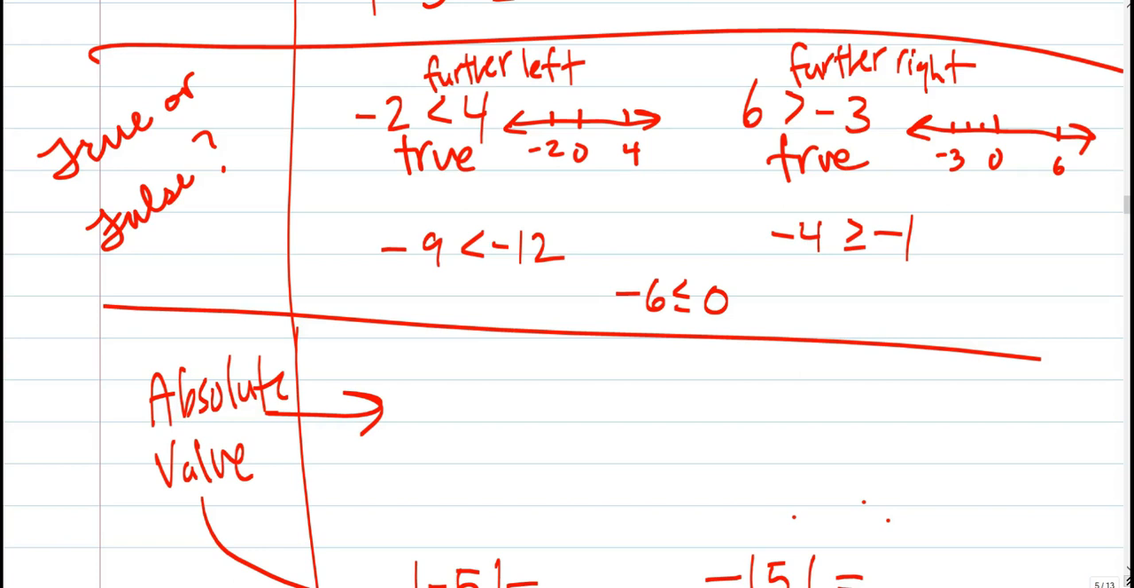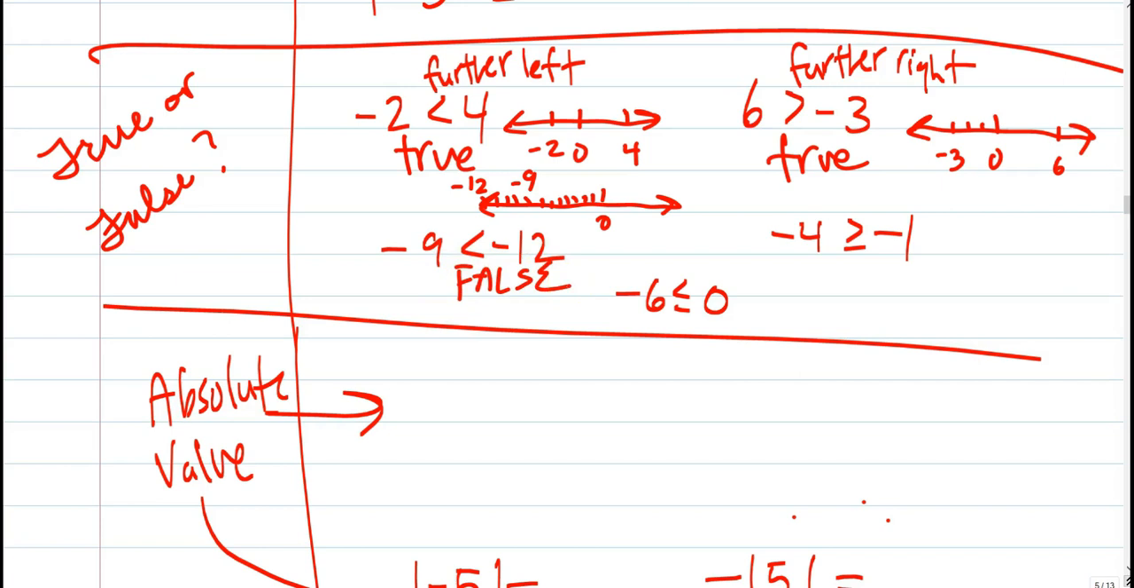Is negative 9 less than negative 12? Here's where I start catching people. People look at this and go, yeah, absolutely, this is true. Is negative 9 further to the left of negative 12? Well, if I had my number line and I went back 1, 2, 3, 4, 5, 6, 7, 8, 9, negative 12 would be further to the left. Is negative 9 below negative 12? Is negative 9 to the left of negative 12? That would be false.